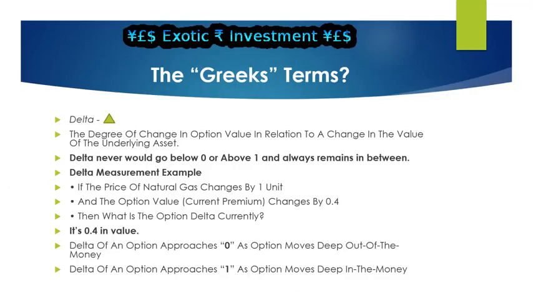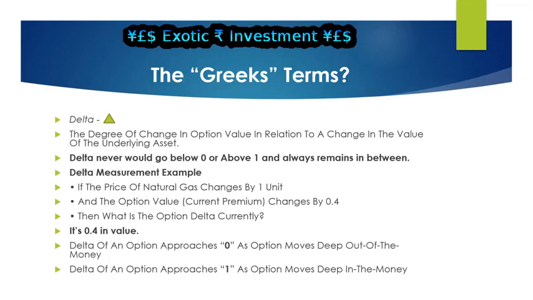The Greeks. The first in Greeks is delta, which is also represented by a triangle. So what is delta? Degree of change in option value with respect to the value of the underlying asset. So how much a option's value will change with respect to the underlying asset's value is determined by delta. Delta never goes below 0 or above 1. It always remains between 0 and 1.